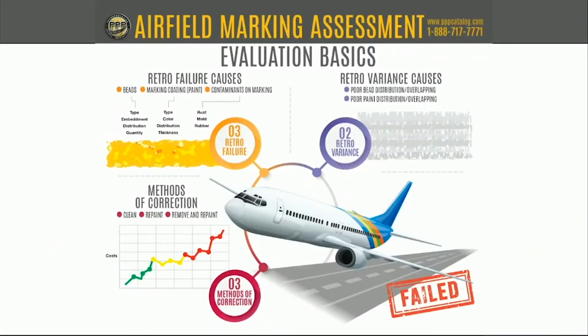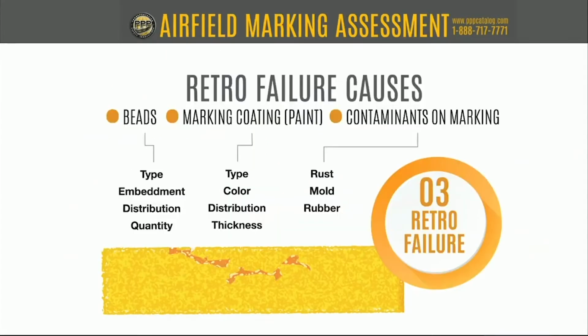So there's really three primary evaluation basics. One is you're going to be looking at retro failure, you're going to look at retro variance, and then we're going to look at methods of correction. So we will get started with Mike. Why don't you talk about evaluating for retroreflectivity failure causes?